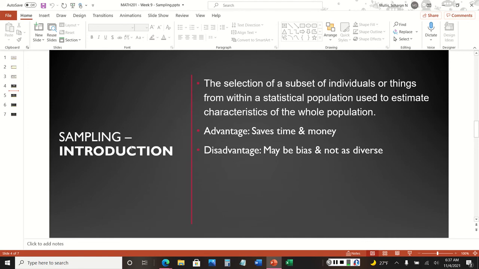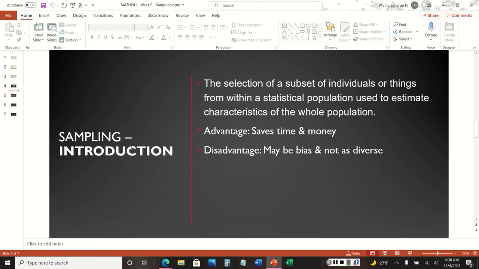With sampling, you have some advantages and you have disadvantages. Some of the main advantages of sampling is that it saves time. And when you save time, you generally save money. Again, when you do sampling, you take a subset of a larger population. So you don't have to go to each student or each person to find out certain characteristics about that whole population, that student body as a whole.